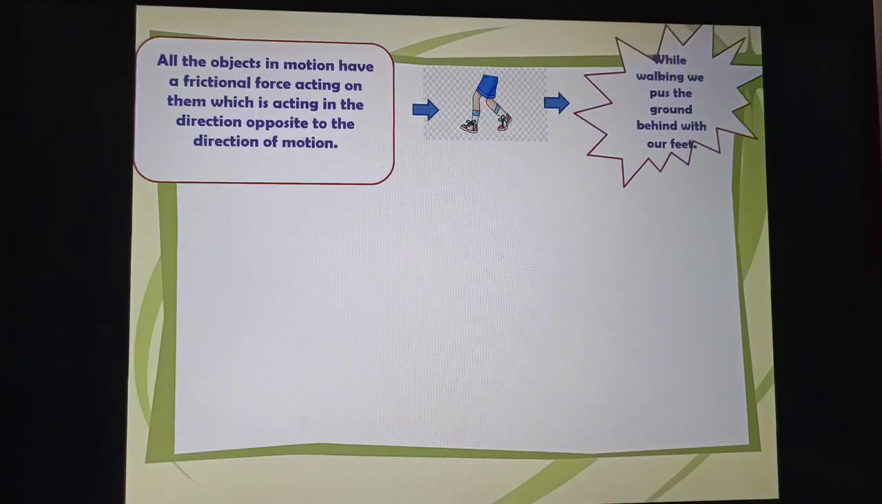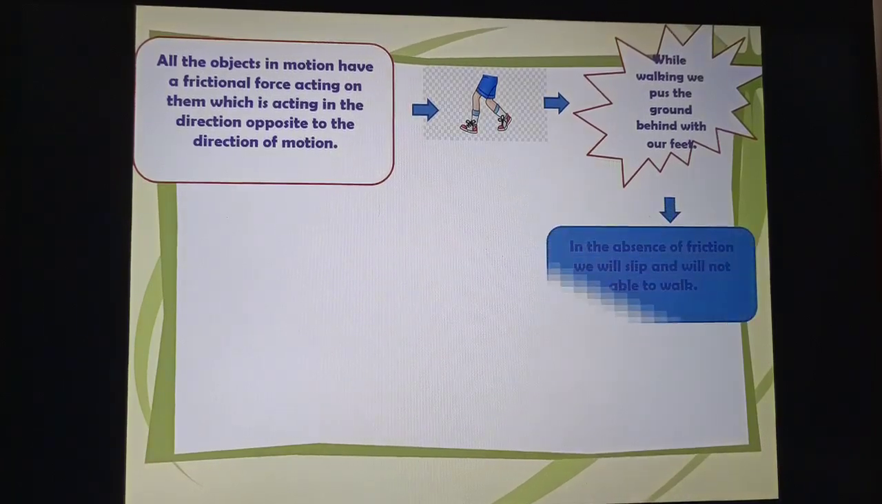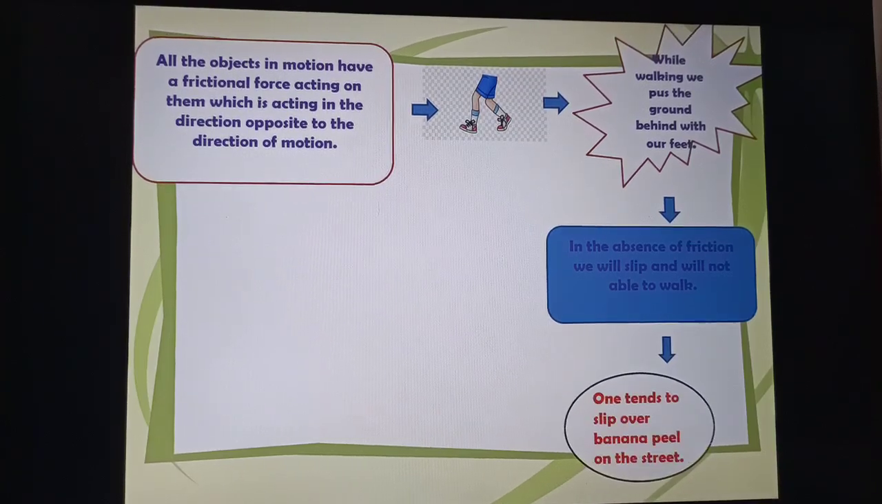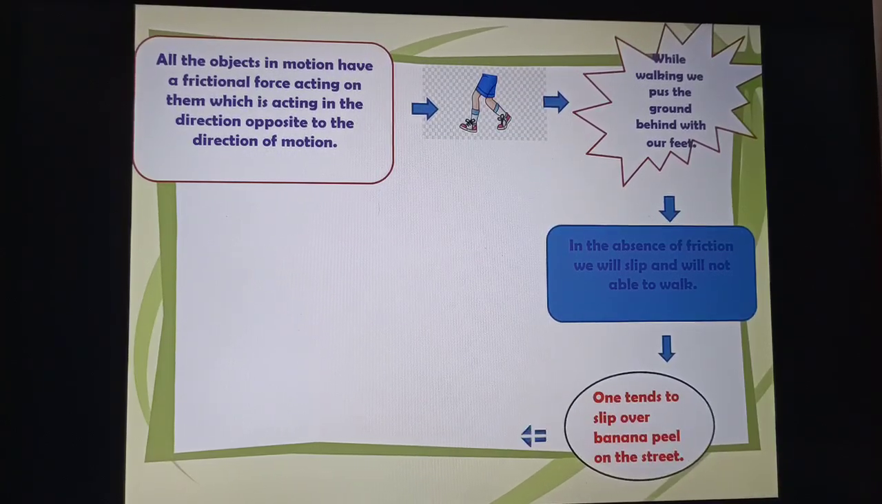This means while walking, we push the ground behind with our feet. In the absence of friction, we would slip and not be able to walk. One tends to slip over a banana peel on the street.